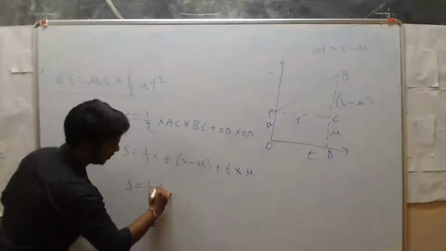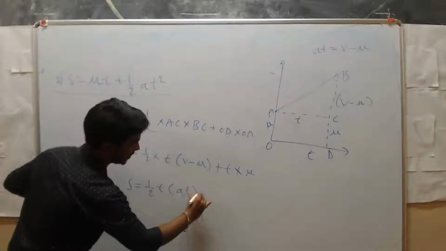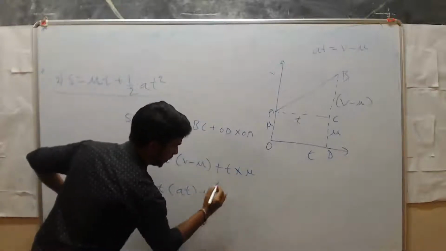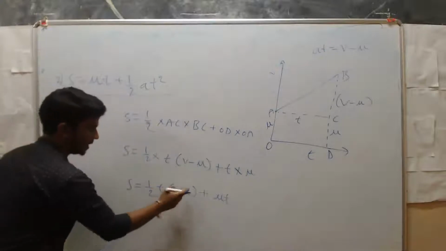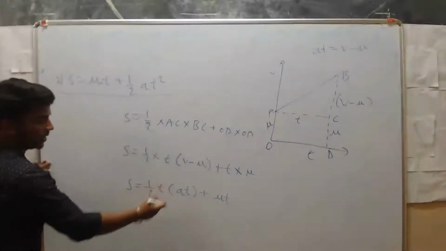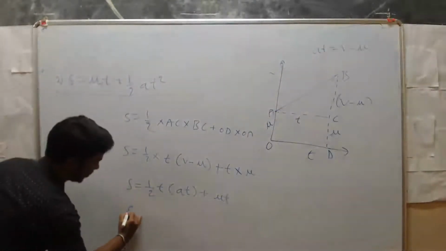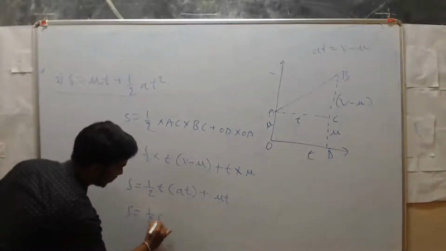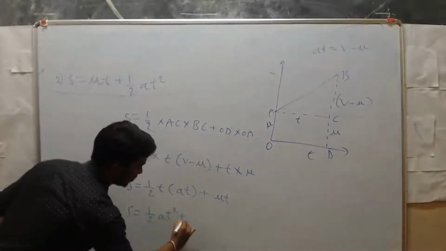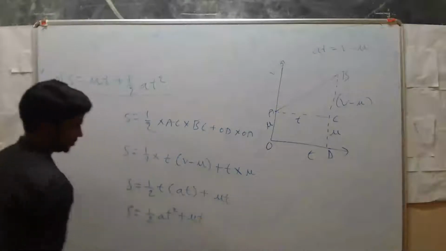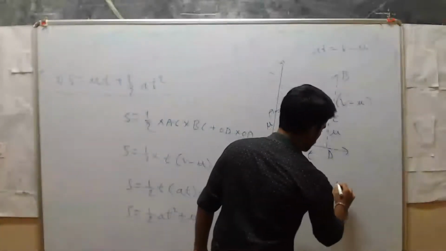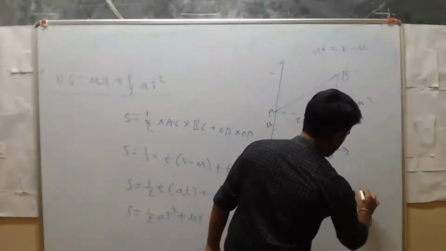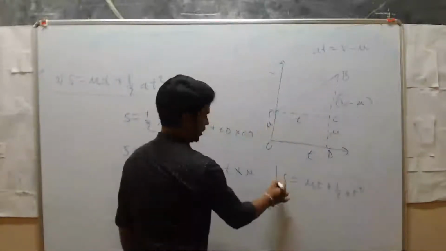Now we can substitute this at here, so s equals half into t into at, and we can write t into u as ut. Then multiplying t and at, half t into at gives half at square. So s equals half at square plus ut. So we can finally write this expression as s equals ut plus half at square.